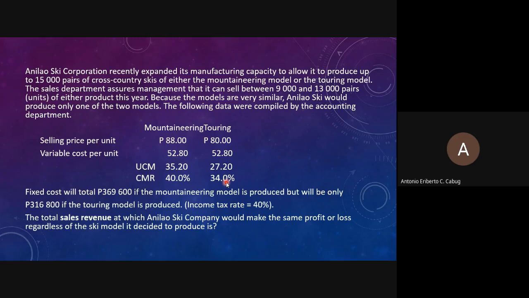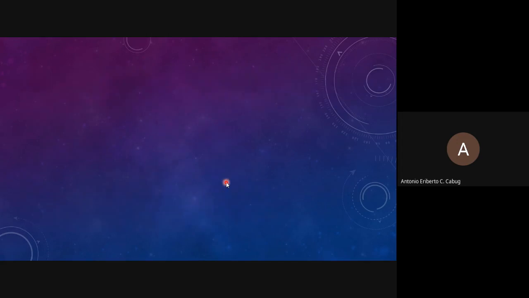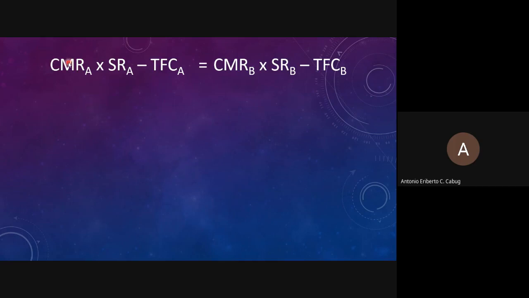That's it. Okay? So, remember, you can arrive at the total contribution margin by multiplying the CMR times the sales revenue. CMR times sales revenue is the total contribution margin, TCM. For both sides of the equation, we have the same terms, but for a different amount or figure. A will be mountaineering, B will be touring. Kuha nyo? Yung side A, mountaineering, side B, touring. They should provide the same profit.